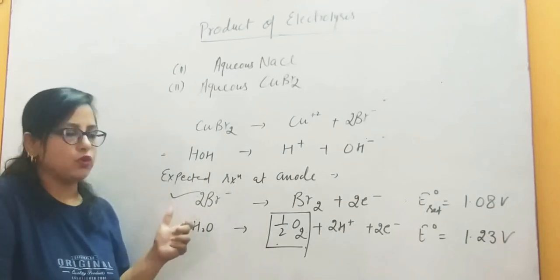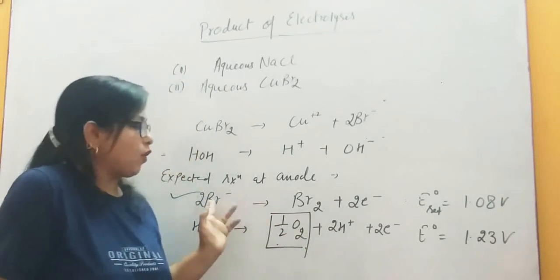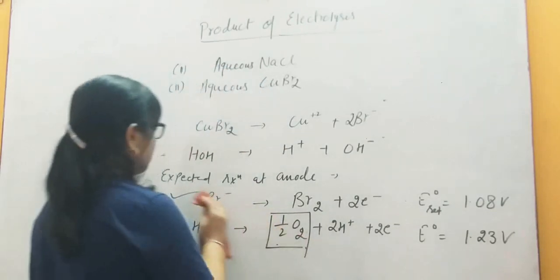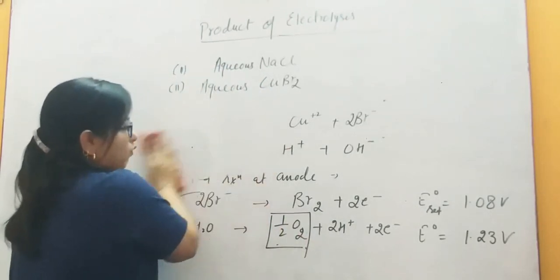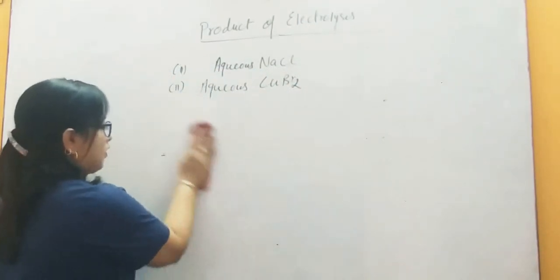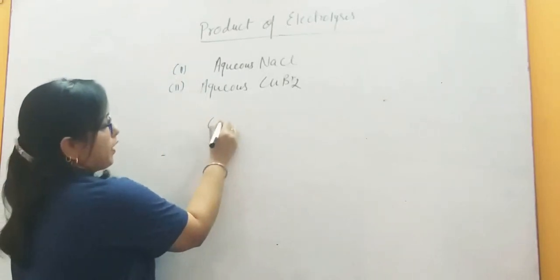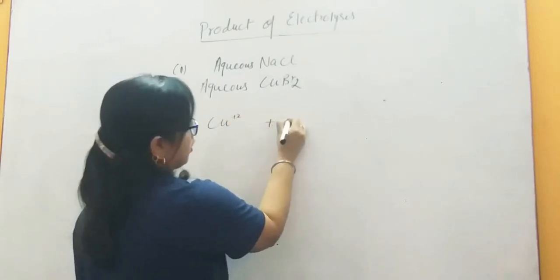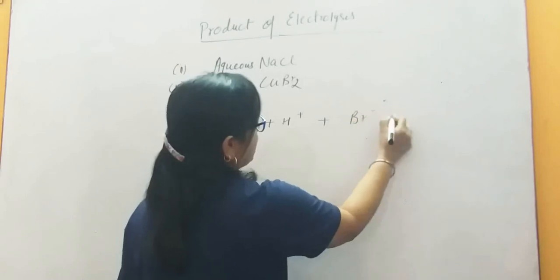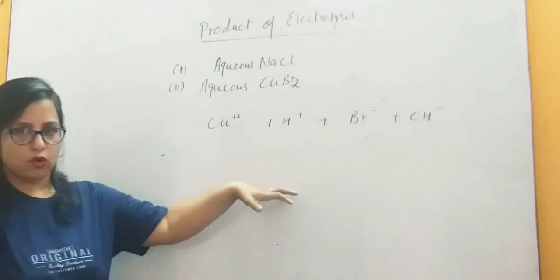So now I will show you what the final products are. At the cathode there was collection of copper, and at the anode there was collection of bromine in liquid state. So I am writing the final products again to show you what our reagent was. In aqueous copper bromide we have Cu2+, H+, Br- and OH- ions. These are the different ions present in the electrolytic solution.